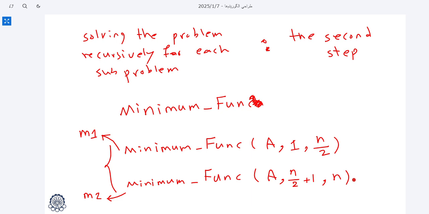Okay. Now in the third step, we are going to find the minimum of the total array A. How can we find the minimum of the total array using the minimum of the first part and the second part? To do that, it's enough to compare m1 and m2. Whichever is smaller is the minimum of the total array, the minimum of array A in total.